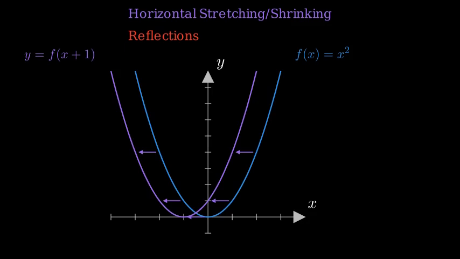Notice how this seems backward. A plus inside the function moves the graph left, while a minus inside moves it right. I like to remember this as the opposite effect rule for horizontal shifts.